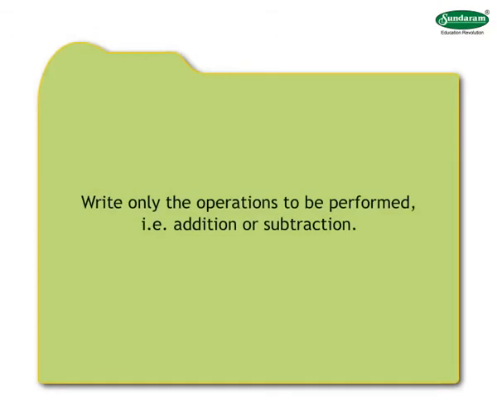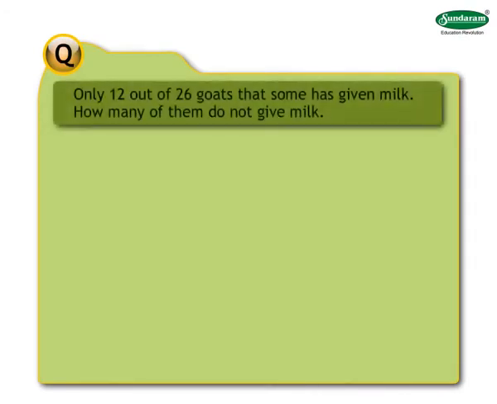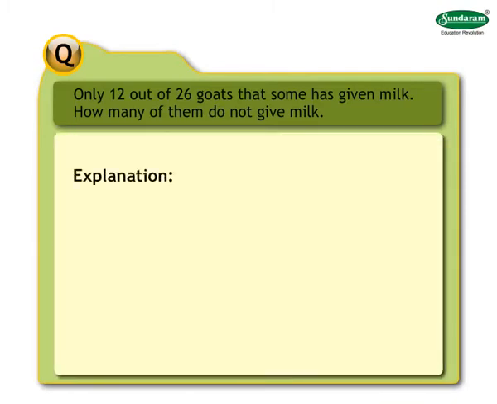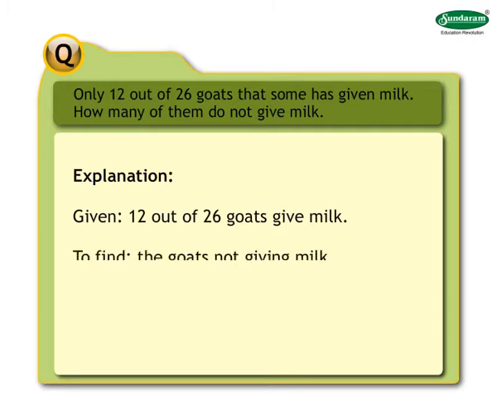Now, let us write only the operations to be performed, that is, addition or subtraction for each word problem. Question. Only 12 out of 26 goats have given milk. How many of them do not give milk? Explanation. Here, since it is given that 12 out of 26 goats give milk and we have to find the goats not giving milk, hence subtract 12 from 26.